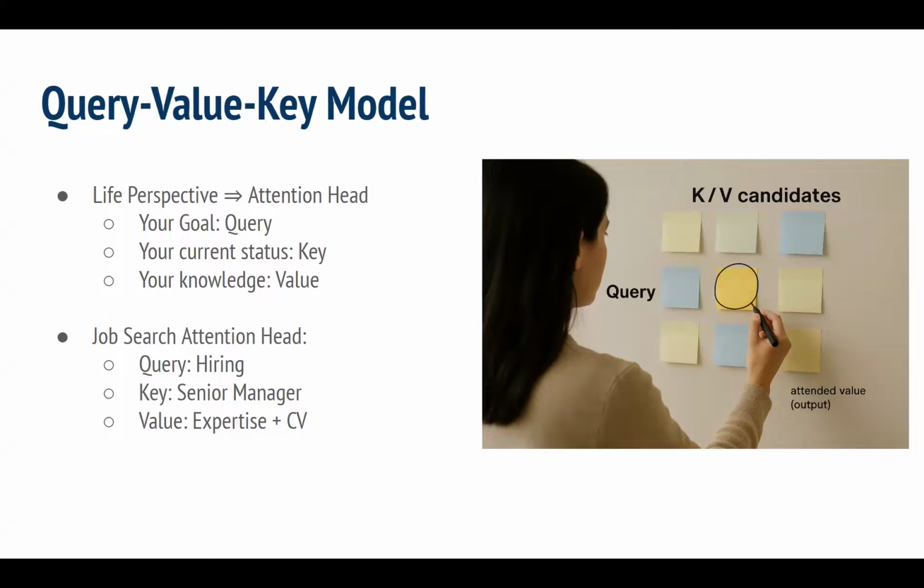So another concrete example is the job search. Let's assume we have two senior managers. One is hiring. He is already employed. His key is senior manager, and his value is expertise plus CV. The other one, they are both in the same context, the other query is he is looking for a job. His key might be senior manager too. He's not employed, so he's looking for a job. So they are basically almost the same, but their query with regard to that life perspective is different.